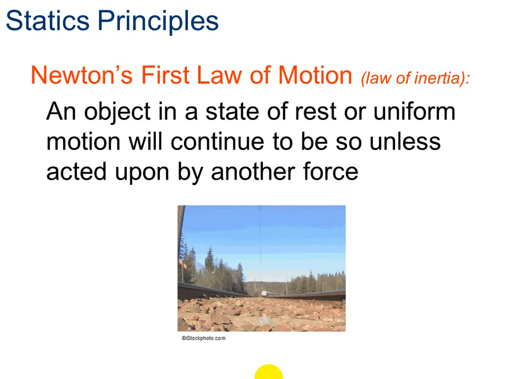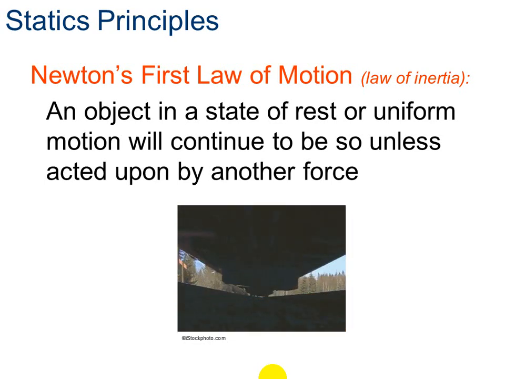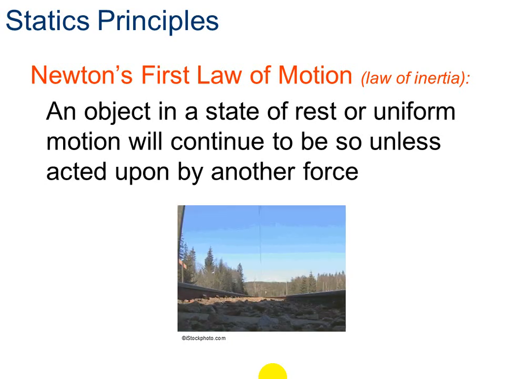So in order to talk about statics, we need to understand Newton's three laws of motion. His first law of motion, or the law of inertia, states that an object in a state of rest or uniform motion will continue to be so unless acted upon by another force. This describes the relationship between velocity and forces. So this train will continue to move until something, friction, or a force applied in the opposite direction, changes its uniform motion.